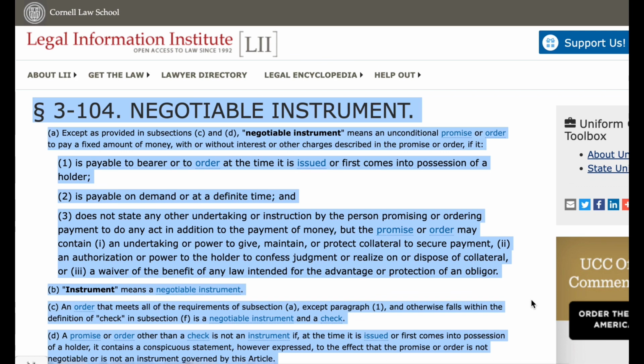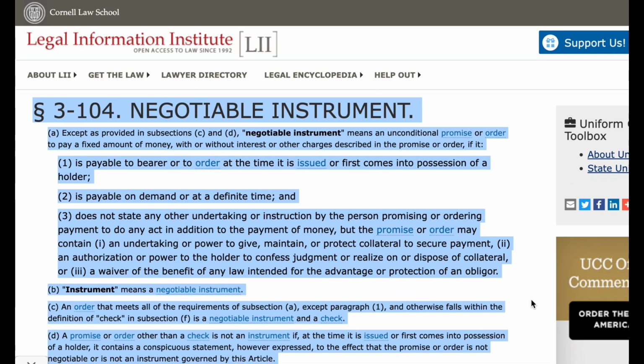holder; 2. is payable on demand or at a definite time; and 3. does not state any other undertaking or instruction by the person promising or ordering payment to do any act in addition to the payment of money, but the promise or order may contain: 1. an undertaking or power to give, maintain, or protect collateral to secure payment; 2. an authorization or power to the holder to confess judgment or realize on or dispose of collateral; or 3. a waiver of the benefit of any law intended for the advantage or protection of an obligor.